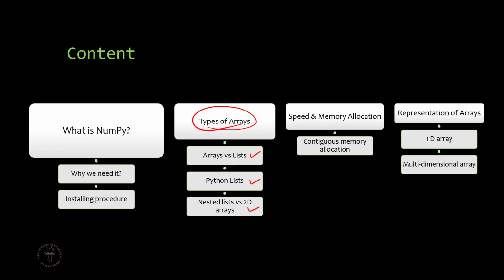And as we proceed in this video, we'll also look into the concepts related to speed and memory allocation and what contiguous memory allocation actually means. And at the end of this video, we'll also look into how we can represent array data. Yes, how we can represent the various types of array data. So that's how our learning journey will be in this video.